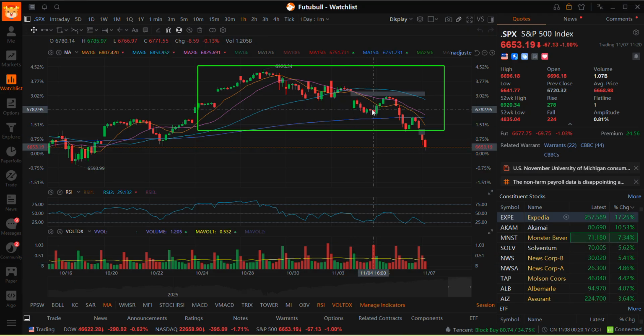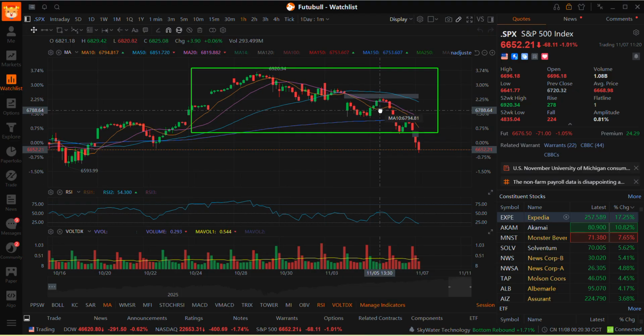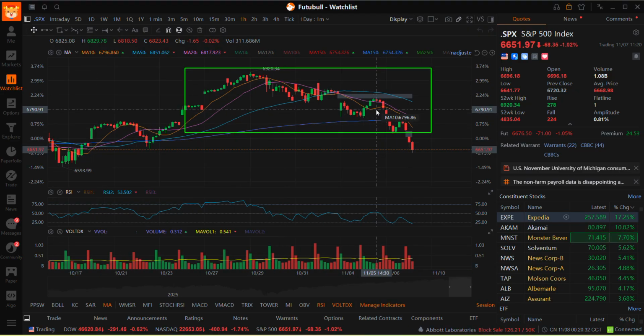So when the buyers stepped in, we want to see the last trial of the sellers, which the sellers tried to pull down here. You see? And the buyers held their ground. Okay, when the buyers held their ground, what are we now anticipating?